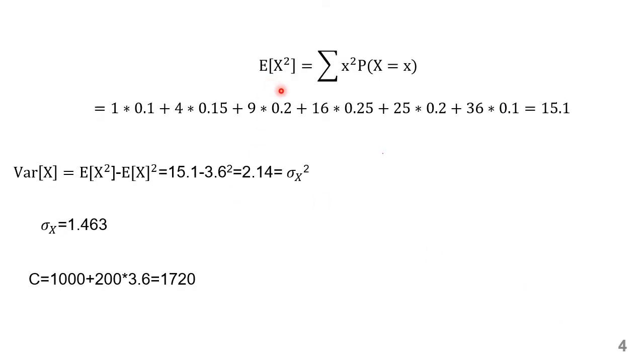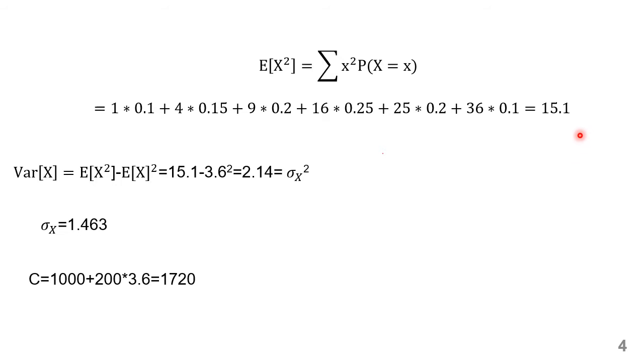Expectation of x square is given by summation x square, probability of x equal to x. So 1 square into 0.1 plus 2 square into 0.15 plus 3 square into 0.2 plus 4 square into 0.25 plus 5 square into 0.2 plus 6 square into 0.1. That will give us 15.1.